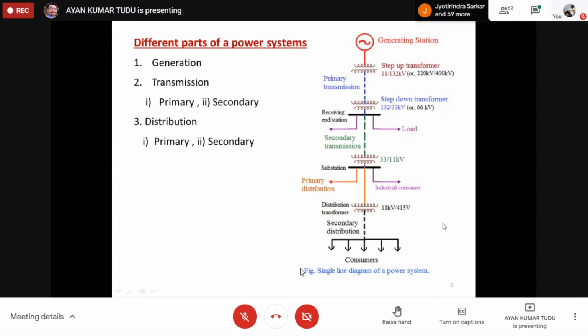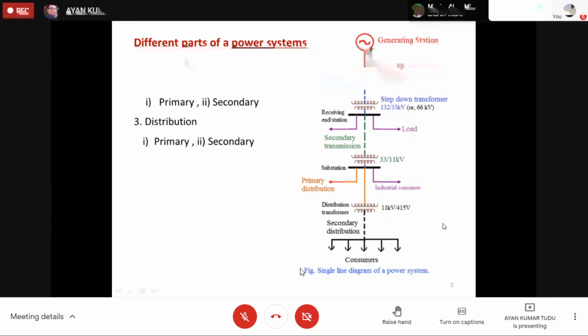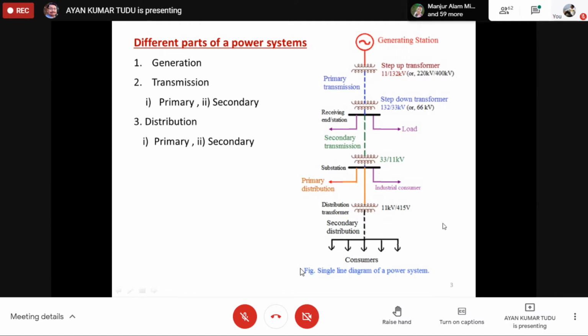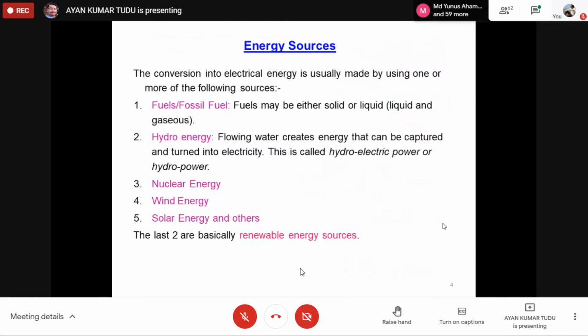So for our class we'll be concerning ourselves only with the generating stations. Okay, what are the generating stations, and how much voltage is generated, that's it, nothing more than that. Understood? Okay, now when we're talking about generating stations, obviously we'll be talking about the energy sources.